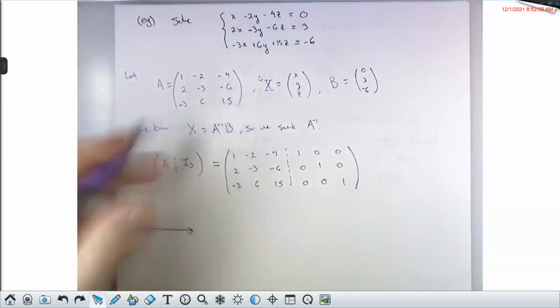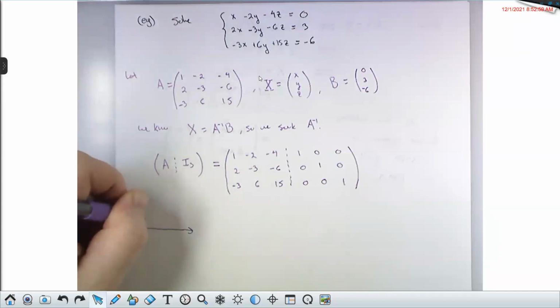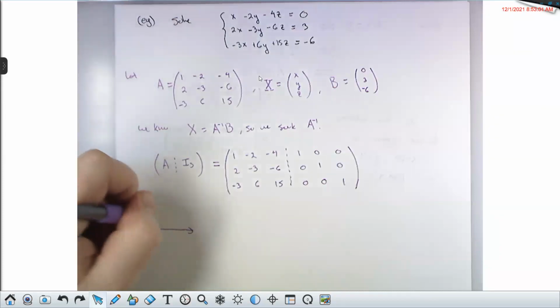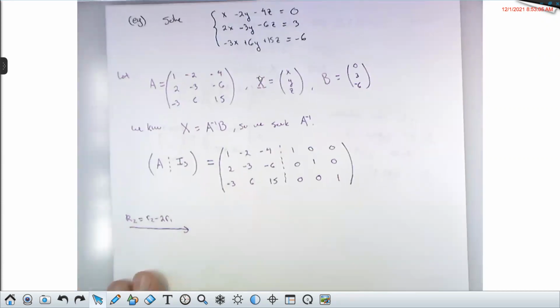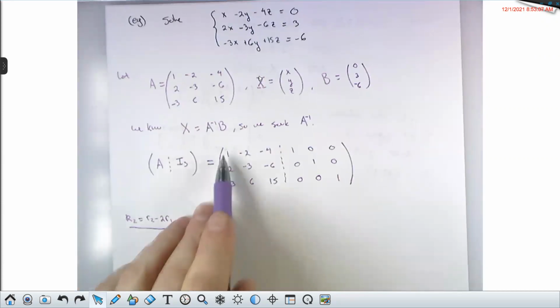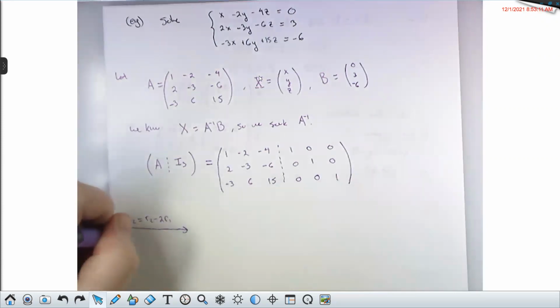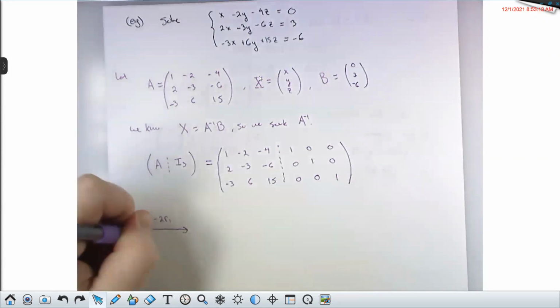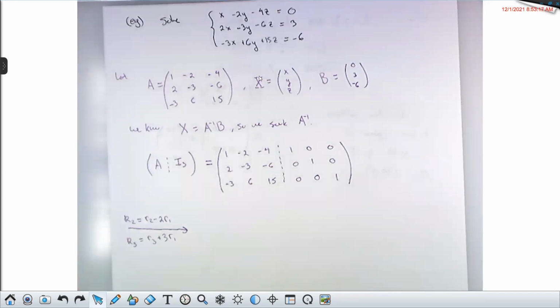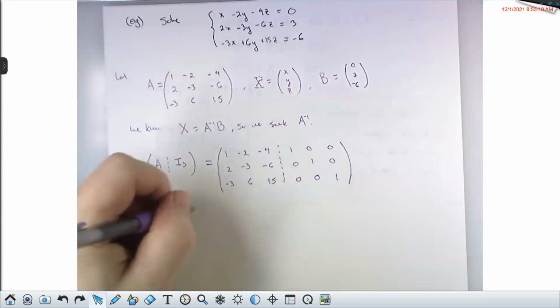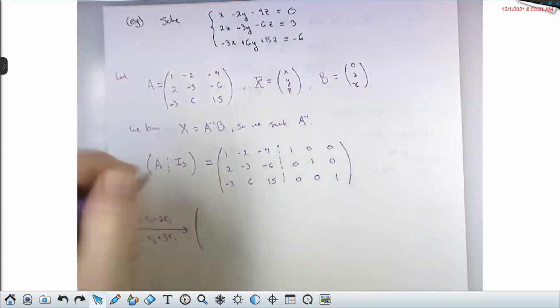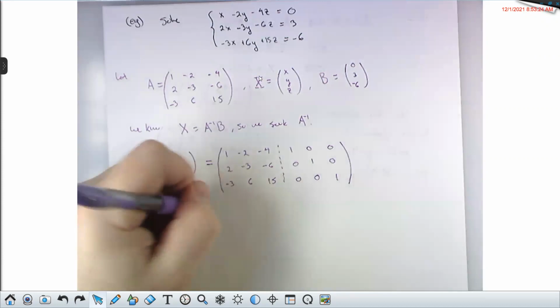To get rid of the 2, I can say that my new row 2 is going to be my old row 2 minus 2 copies of my old row 1. So I'll multiply by -2 and add to this. That'll kill him. And I'll kill the 3 here at the same time by saying my new row 3 is my old row 3 plus 3 copies of old row 1. And what I get, row 1 stays the same.